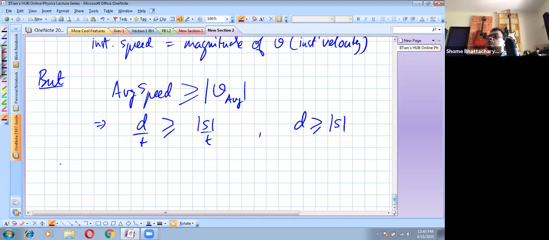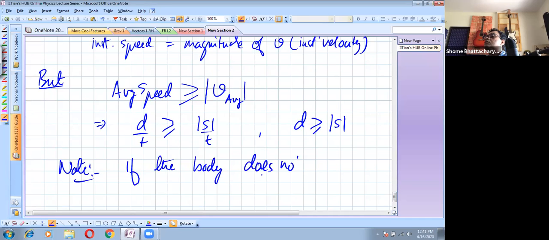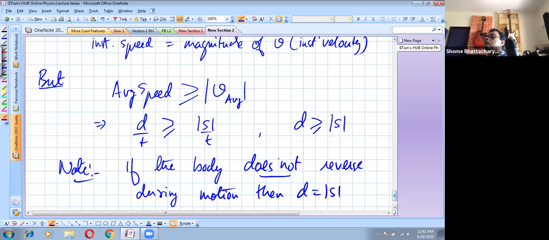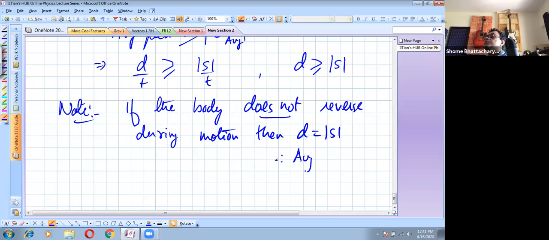So in fact, when is it equal? If the body does not reverse during the motion, then d is equal to mod s. So average speed becomes equal to the magnitude of average velocity.